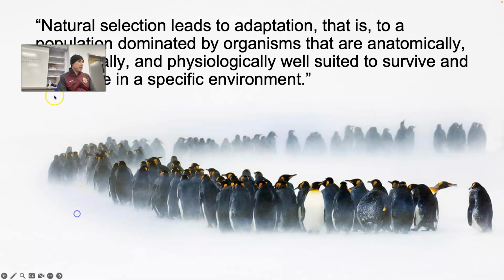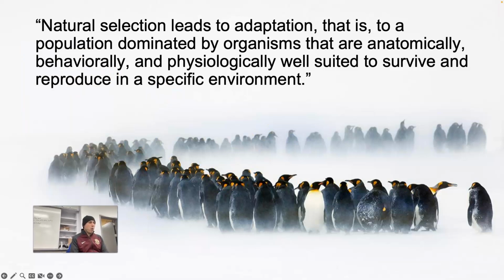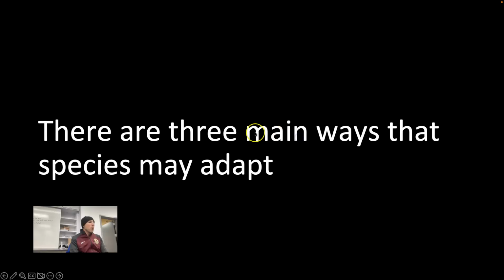All right, I love this picture. I wouldn't write this quote down, but it really points to this idea of how natural selection is a result of three different types of adaptations. We've got anatomical, behavioral, and physiological. Okay, so three main ways species adapt.